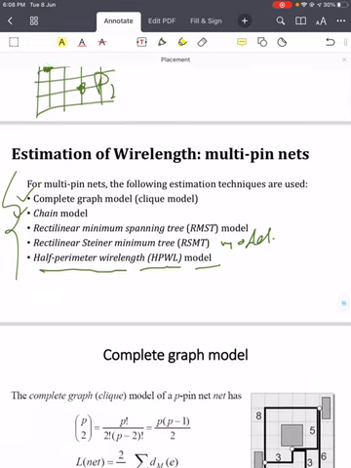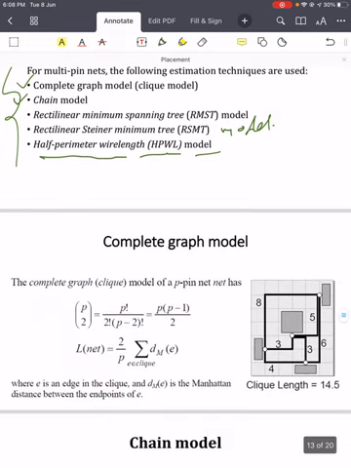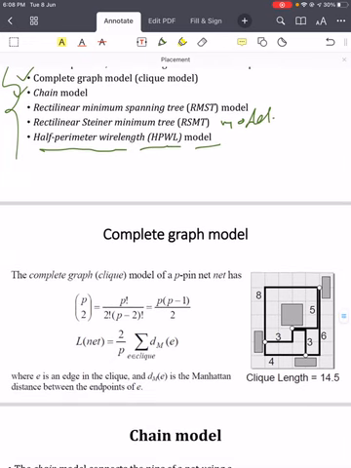Now let's start with the complete graph model. What is a complete graph model? Suppose I have a p-pin net. A p-pin net means a net having p pins.